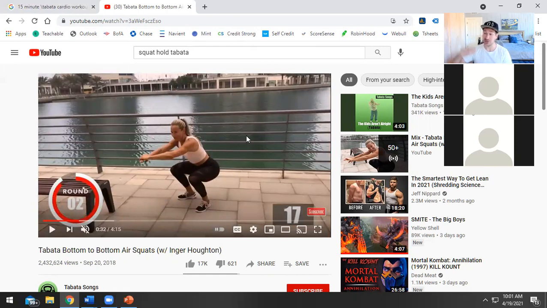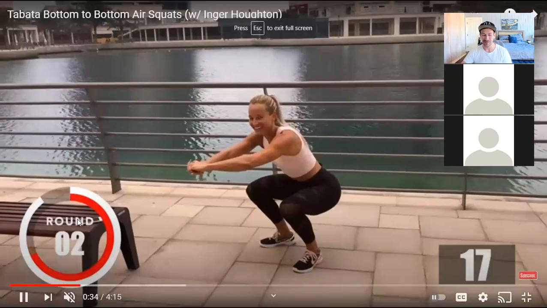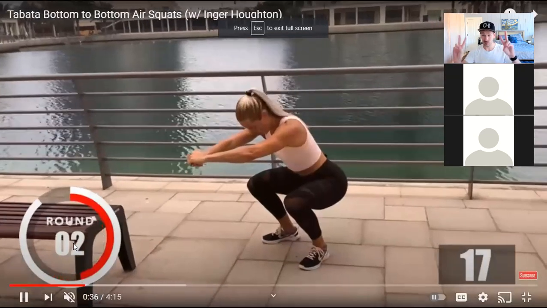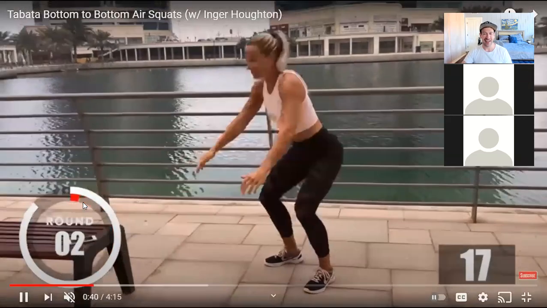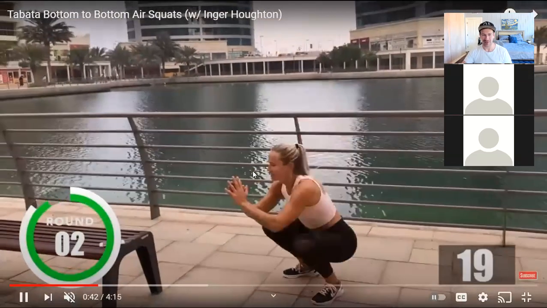is you do the squats for the 20 seconds, and then normally you rest for 10 seconds, right? But in this version, you hold the bottom of the squat for 10 seconds. And then once the rest is over, you go back to squatting. So she's here and she's holding. This is her 10 seconds of rest. So she'll get to the end and then she's going to go back to squatting.